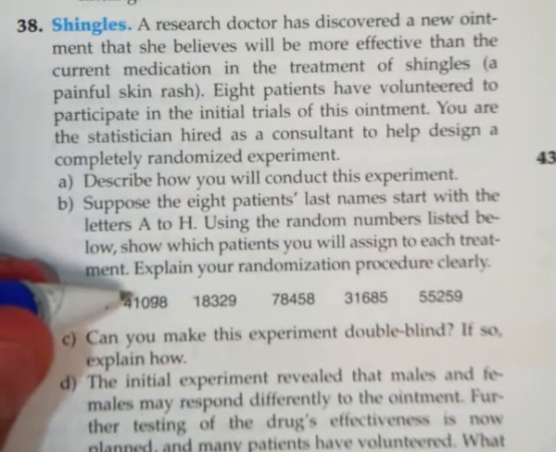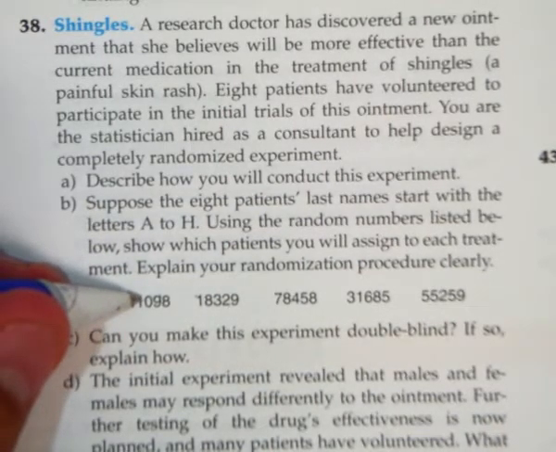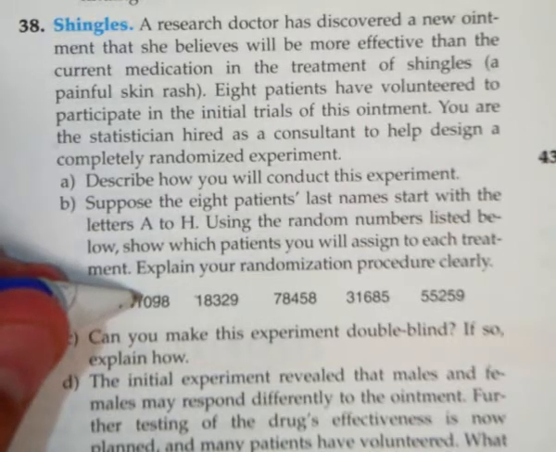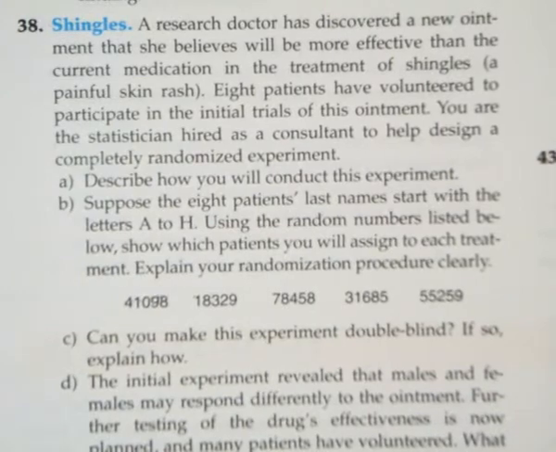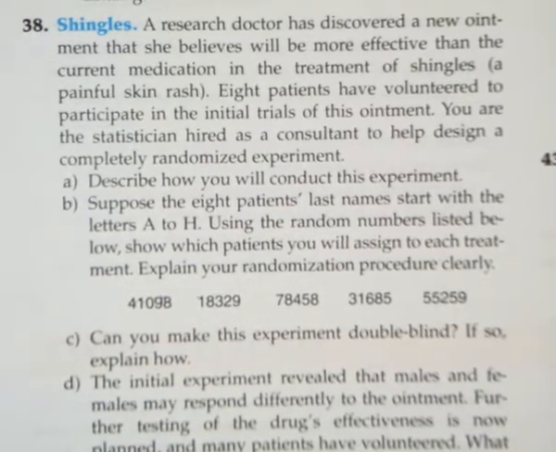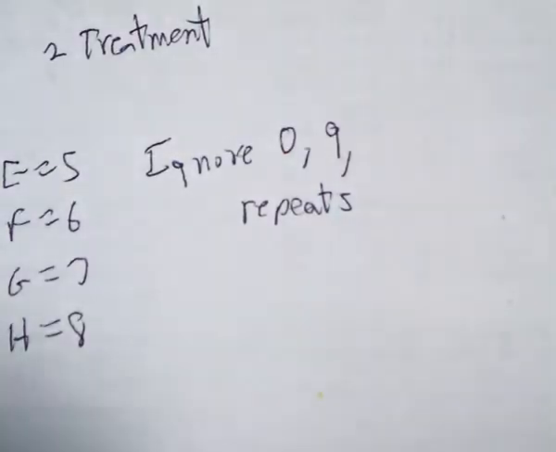So we had D, A, H, and C. Those are the 4 that I would assign. I also forgot to mention when we designed this, not only would we ignore 0 and 9, but we'd also ignore repeats. We want to ignore repeats.